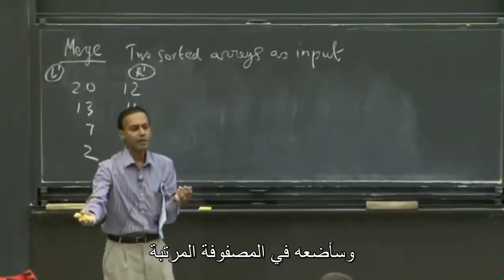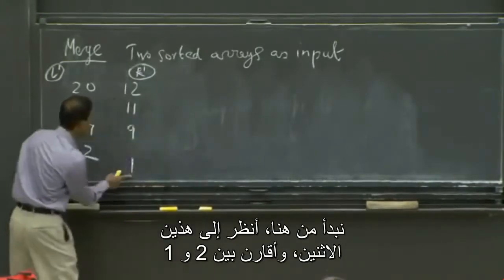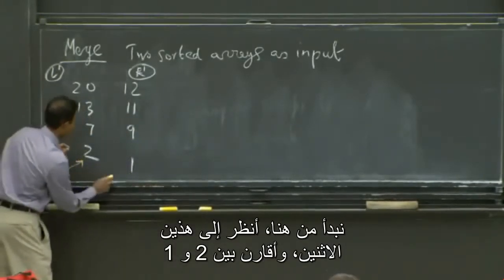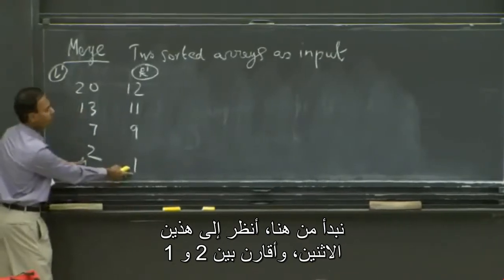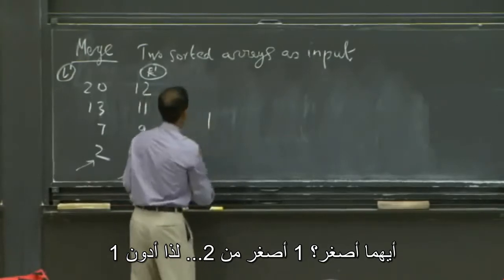And I'm going to put them into the sorted array. OK, so start out here. I look at that, and I compare 2 and 1. And which is smaller? 1 is smaller. So I'm going to write 1 down.